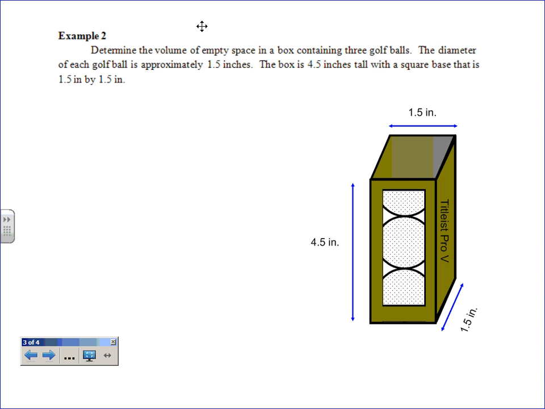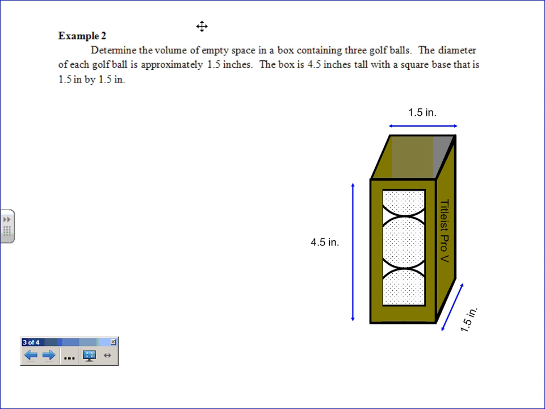Well, what would the box be called? Just itself. What if the box was completely empty? What would that be called? A prism, right? A rectangular or square prism, right? And so we're going to find the volume of that, and then we'll subtract out the volume of 3 golf balls. Will that tell me how much is left over? Yeah, well, let's do that.